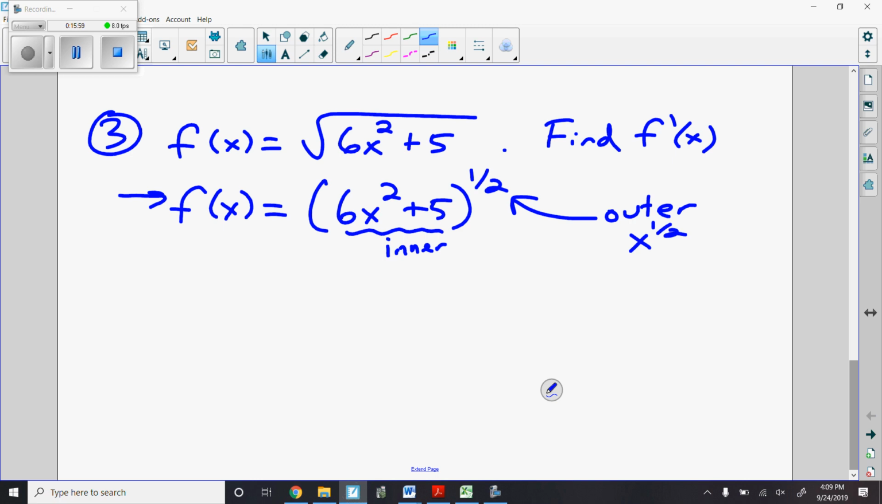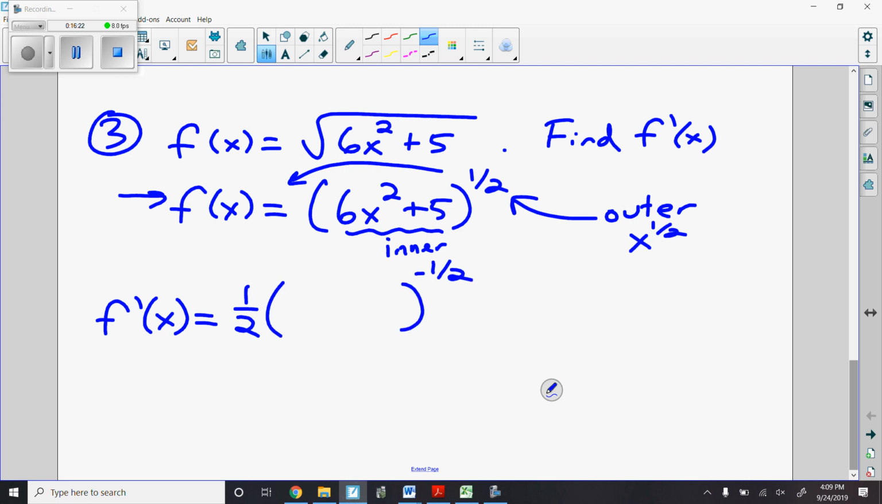So to execute the chain rule here, I'm going to do f prime of x equals. I'm going to do the derivative of the outer function with respect to the inner function. So that inner function is just going to be copied down below. I'm going to take this 1/2 and multiply it out front, and I'm going to get half. And my new power is going to be -1/2. Right, that's the derivative of the outside. To make it with respect to the inside, I have to keep that inside exactly the same. Notice I did not do the derivative of the inner function yet. That comes at the very end.